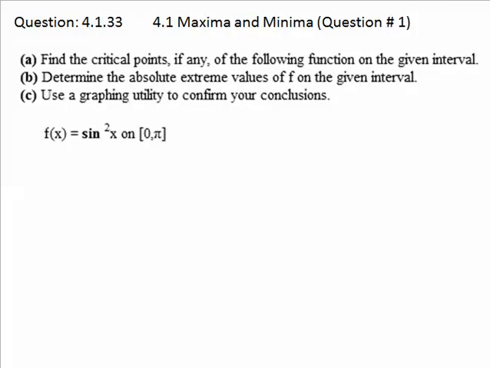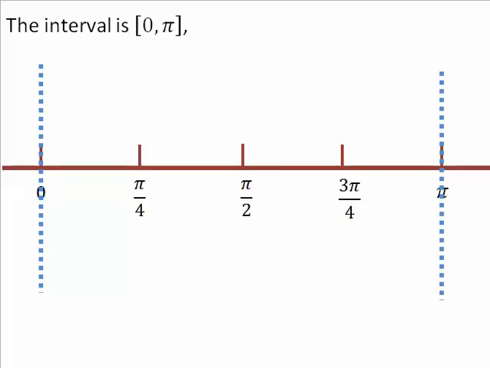4.1.33. We're given the function f of x equals sine squared x on the closed interval from 0 to pi. And we're asked to find critical points and the absolute extreme values. Then we're asked to use a graphing utility to confirm our results. As stated, the interval is a closed interval from 0 to pi.